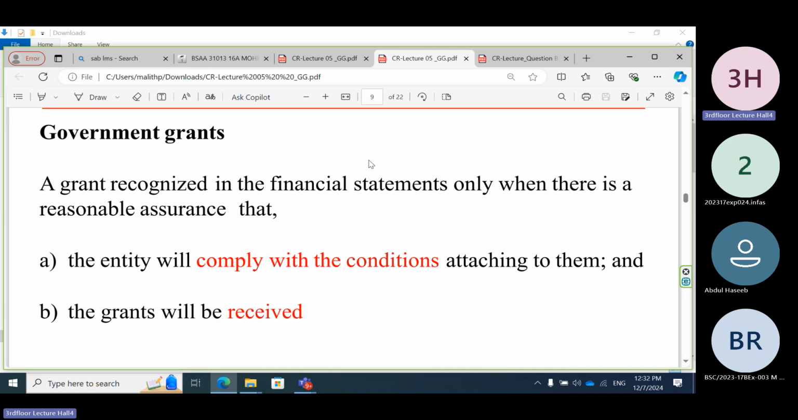They can come up with some other suggestions. They can disclose some other conditions. So this should be very clear: it should be received. These are the two conditions. Without receiving, you don't recognize. If you are not getting that, you have to write it off.